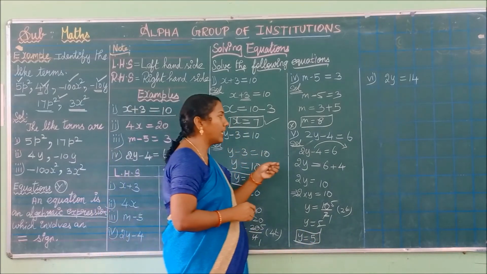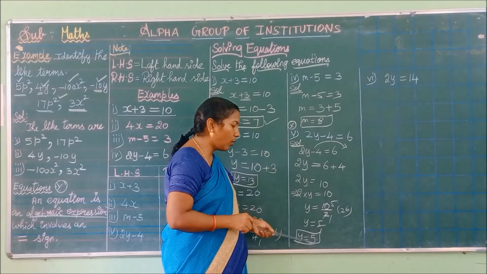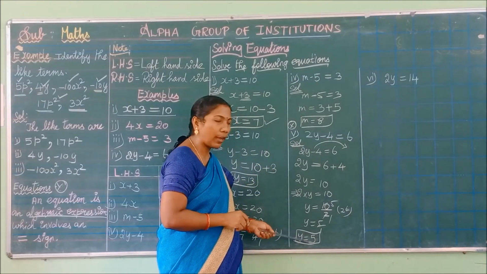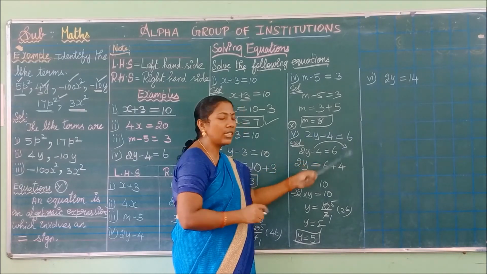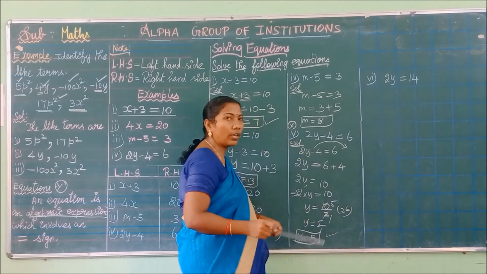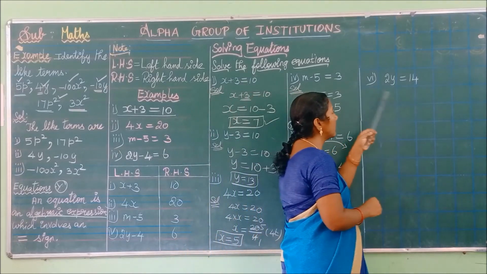Let us check whether our answer is right or not. So what is the value of y? We have found out 5. So 5 into 2, 10. 10 minus 4, 6. Thus our answer is correct. Okay. Next we are going to do the sixth sum.